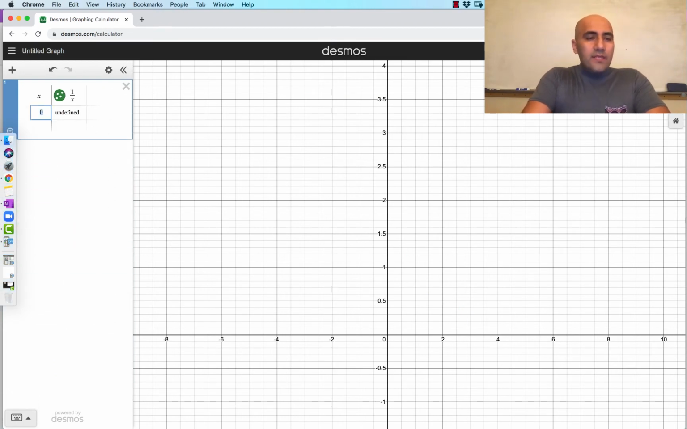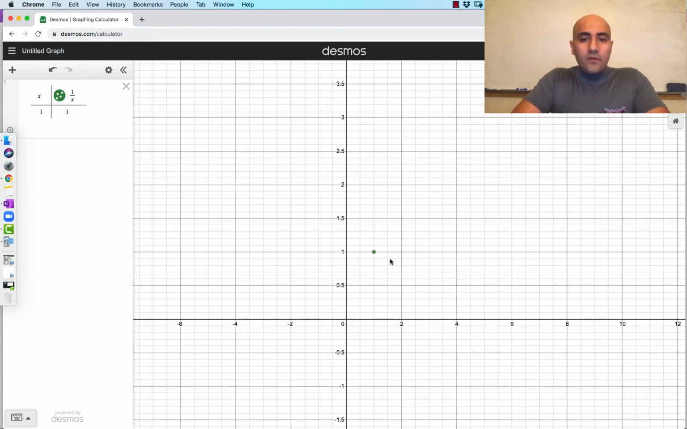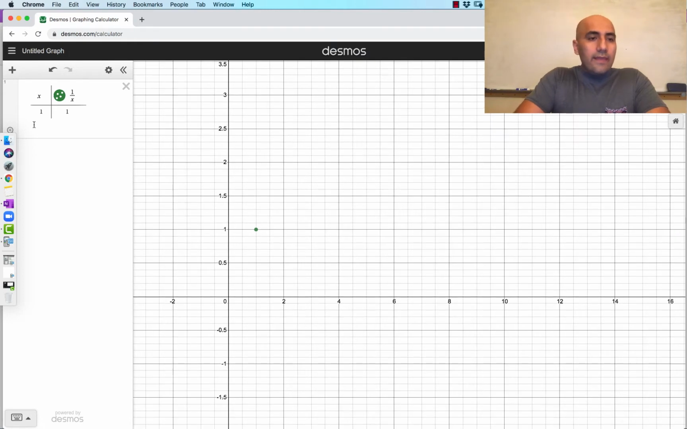Okay, so we're back with Desmos, and notice, of course, that if we let x equal 0 exactly, we have 1 over 0, which means it's undefined. So let's ignore that for now. We don't want to put that in there. But we tried putting in 1. Okay, 1 leads to 1, so here's the ordered pair (1, 1). And then we've tried putting in a 10. 10 leads to 0.1, that's going to be this guy right there.